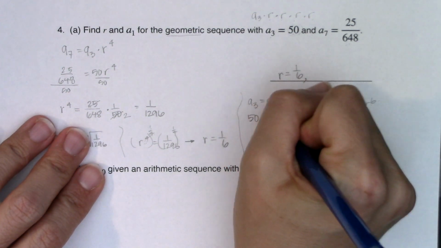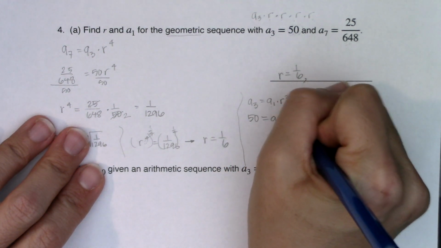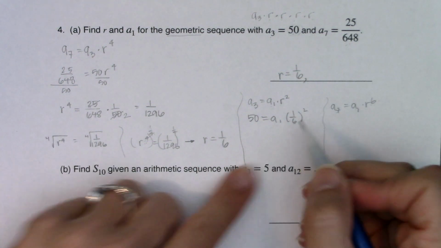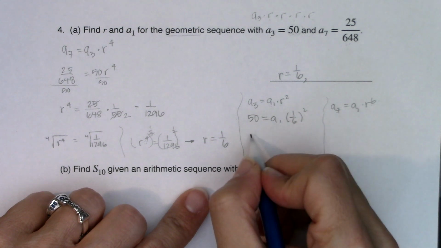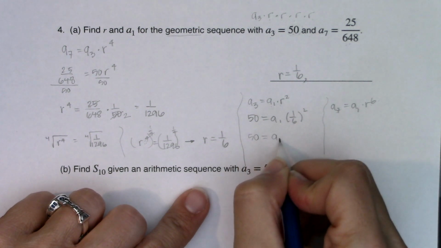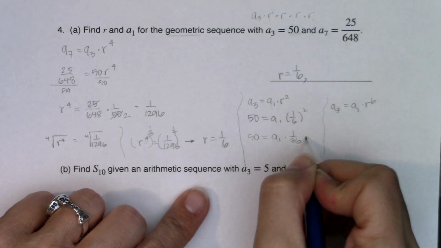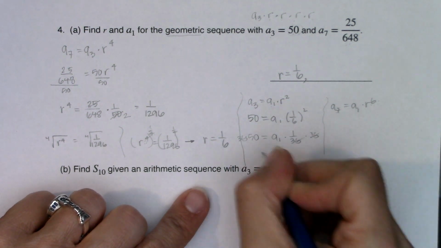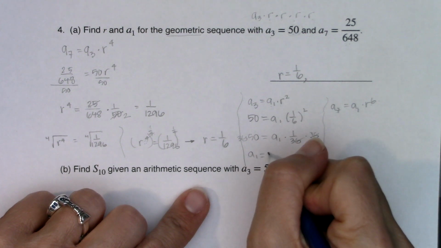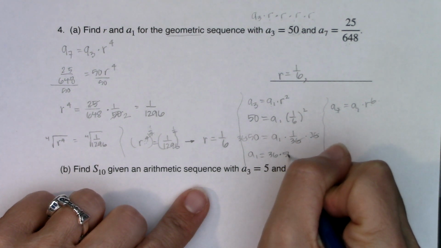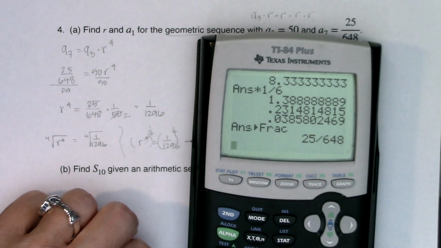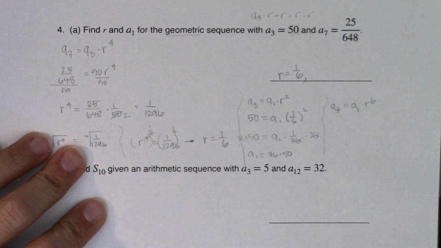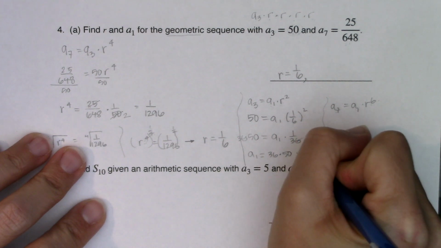So I'll have 50 equaling a sub 1 times 1/6 squared. All right, 1/6 squared is 1/36. So I'm going to have 50 equaling a sub 1 times 1 over 36. I'm going to multiply 36 to both sides to knock out those fractions. And I'm going to get a sub 1 is going to be whatever 36 times 50 leaves me with. So let's just check this. 36 times 50, 1800. There's my a sub 1 value.